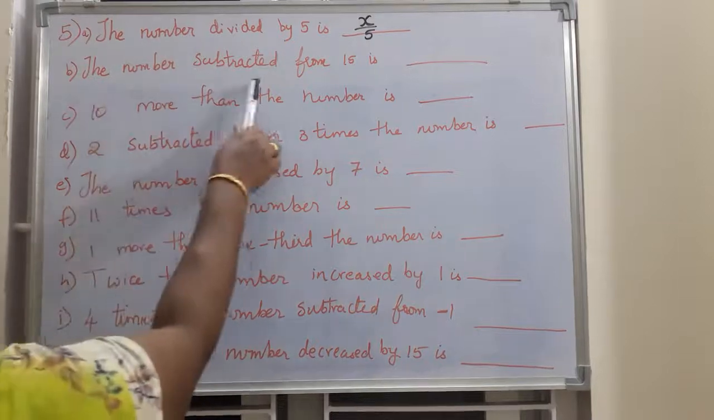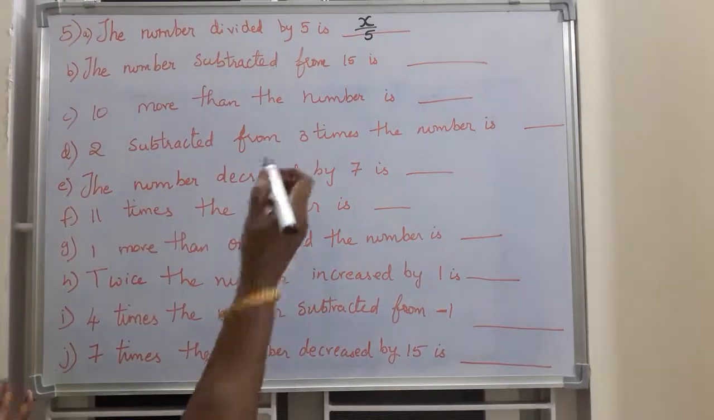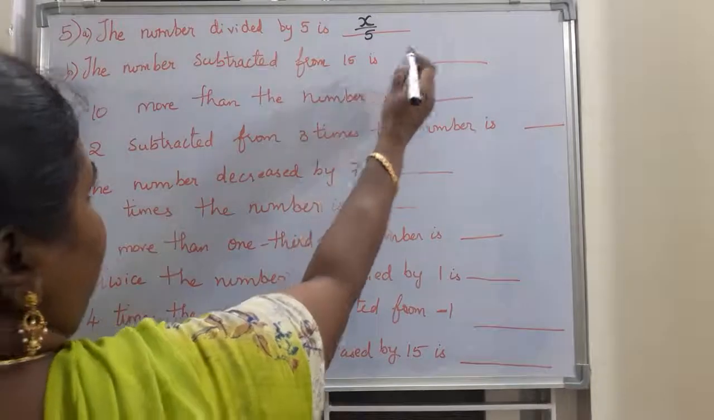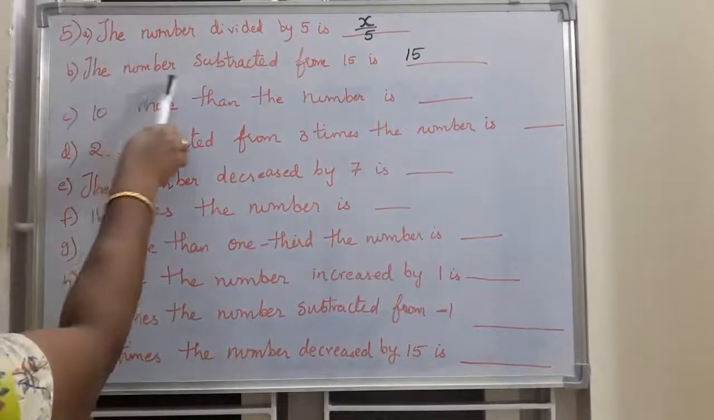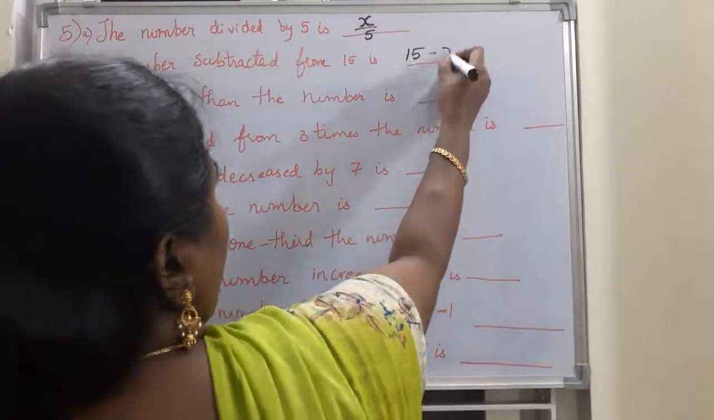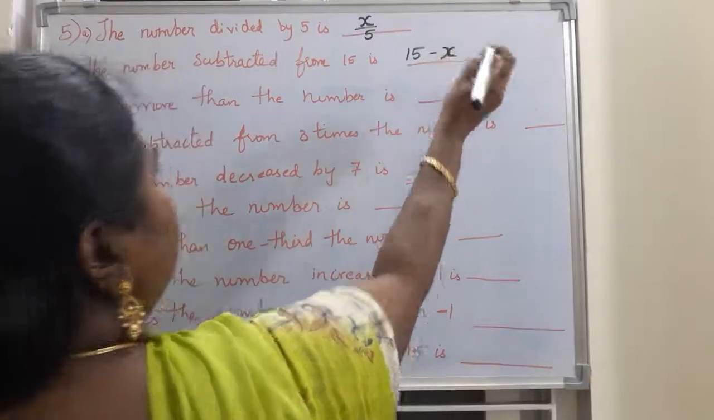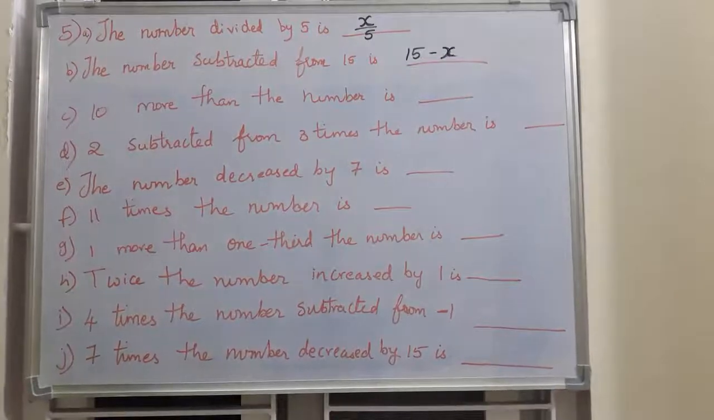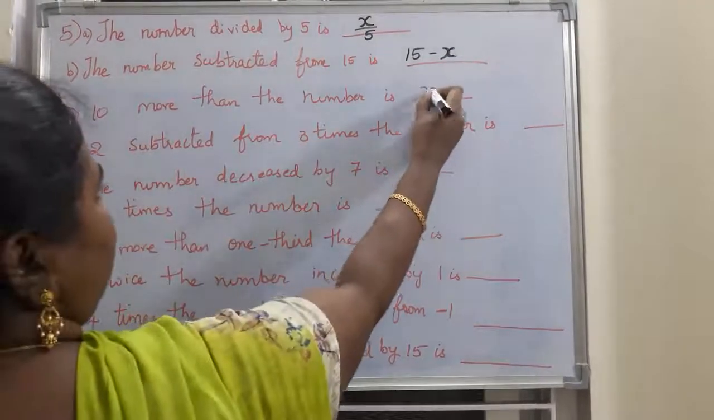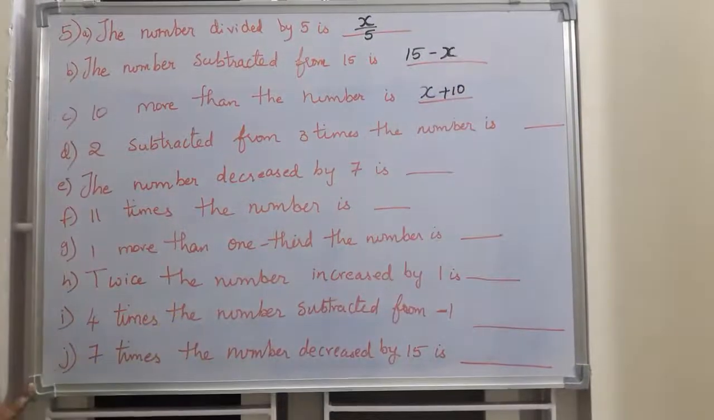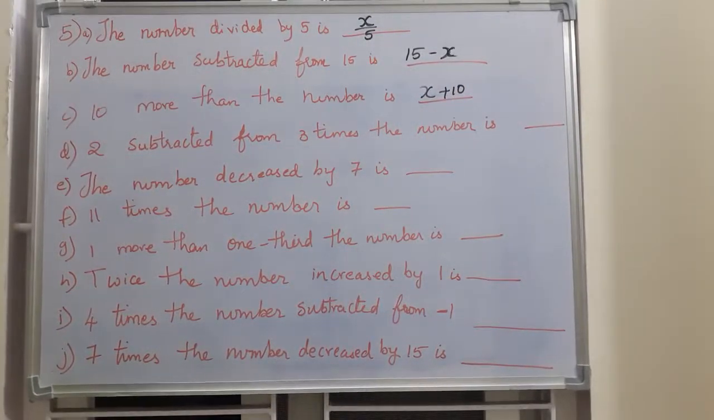Next, the number subtracted from 15. I told you, whenever you see "from 15", 15 should come first. From this you are subtracting the number. Number means we don't know, so just put x. So 15 minus x. Next, 10 more than the number. More than means nothing but addition, children. So x plus 10.